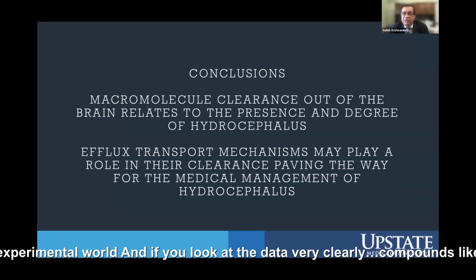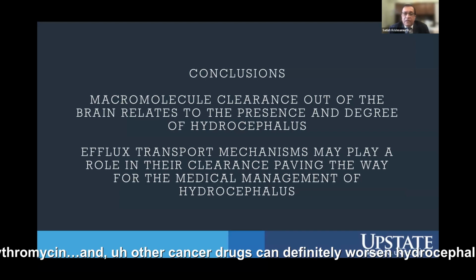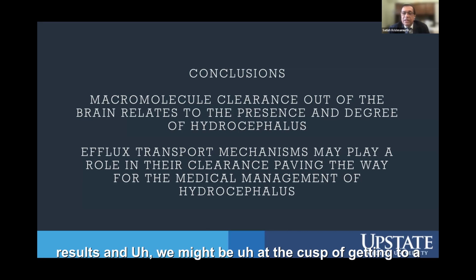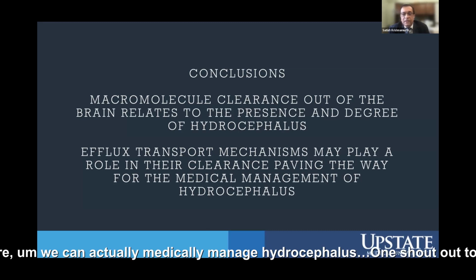We can increase the degree of hydrocephalus both in the experimental world, and if you look at the data very clearly, compounds like erythromycin and other cancer drugs can definitely worsen hydrocephalus. So we are excited to say that our work is beginning to yield results, and we may be at the cusp of getting to a place where we can actually medically manage hydrocephalus.